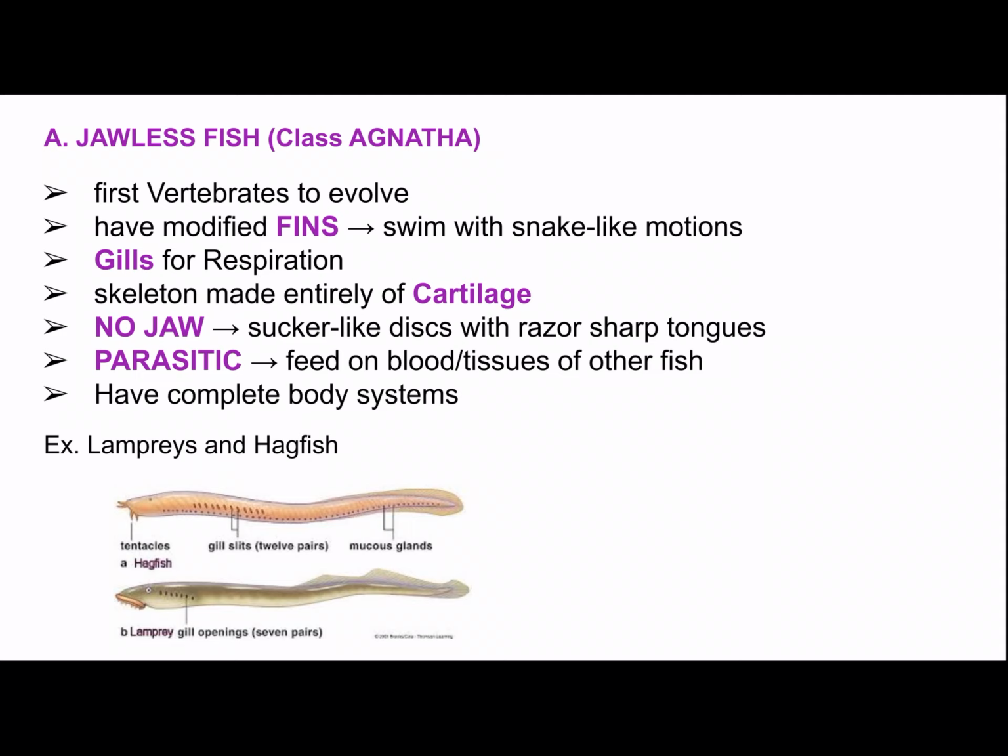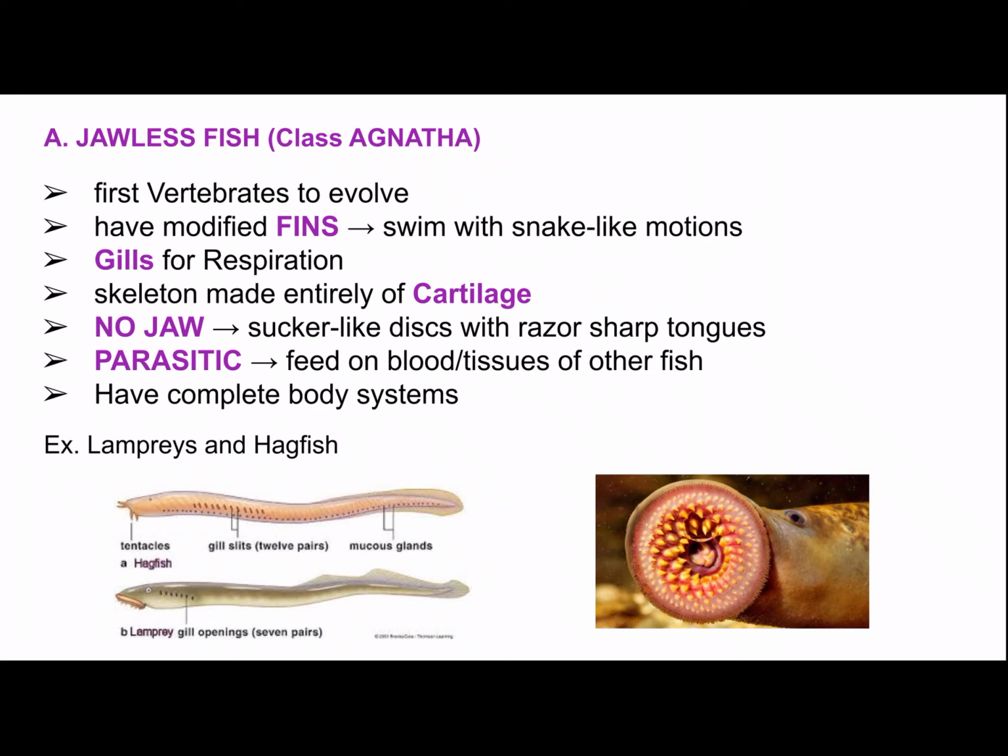Now, the lampreys, you see, they don't have tentacles around their mouth. Their mouth is the one that's discussed up top, where they have sucker-like discs with a razor-sharp tongue. And this is what that looks like. That's what the mouth of a lamprey looks like. All right, it's a sucker type of disc. And you can see it's lined with rows and rows of sharp teeth. And they have a razor-sharp tongue.